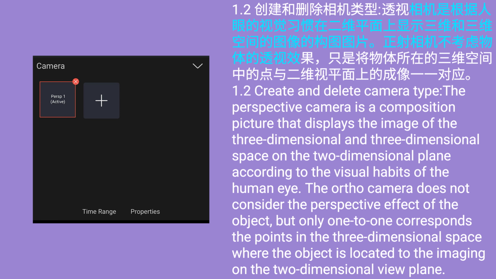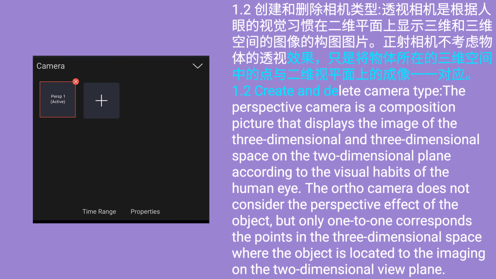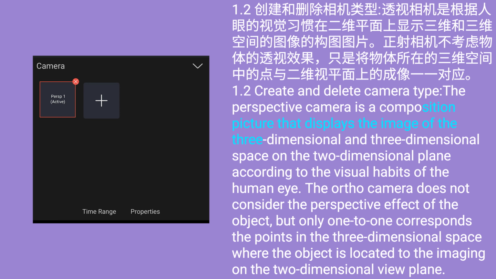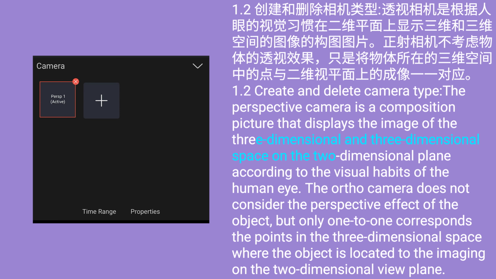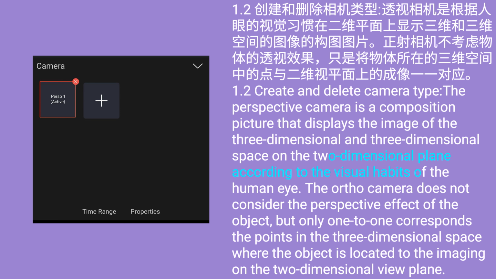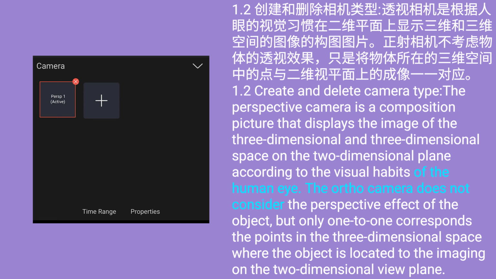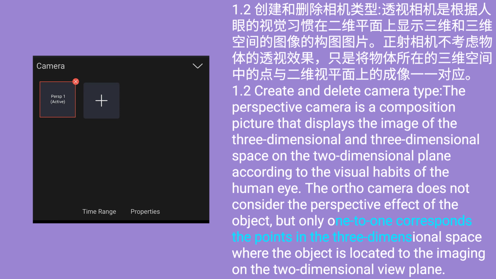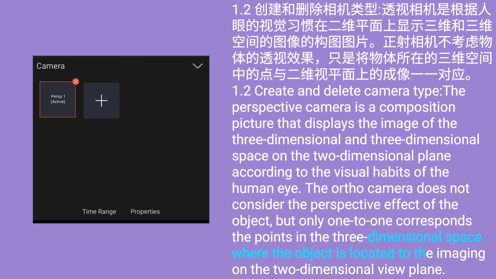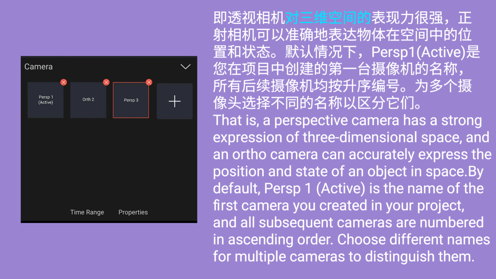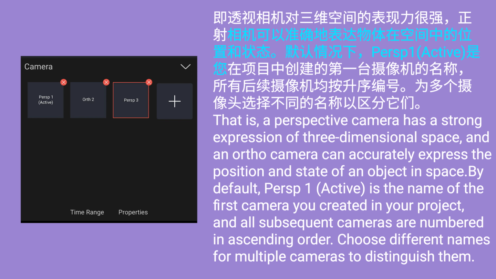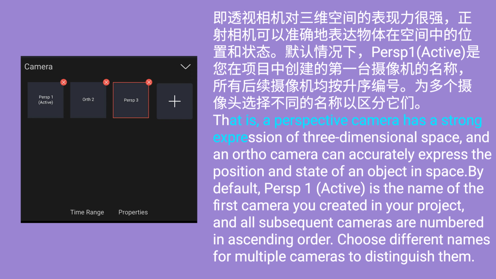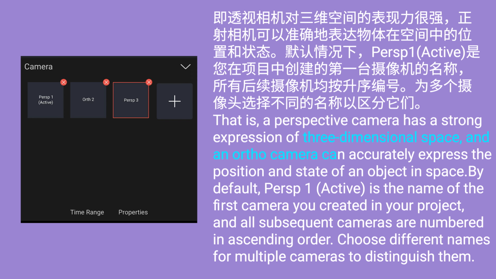Type. The perspective camera is a composition picture that displays the image of the 3-dimensional space on the 2-dimensional plane according to the visual habits of the human eye. The ortho camera does not consider the perspective effect of the object, but only corresponds 1-to-1 the points in the 3-dimensional space where the object is located to the imaging on the 2-dimensional view plane. That is, a perspective camera has a strong expression of 3-dimensional space, and an ortho camera can accurately express the position and state of an object in space by default.